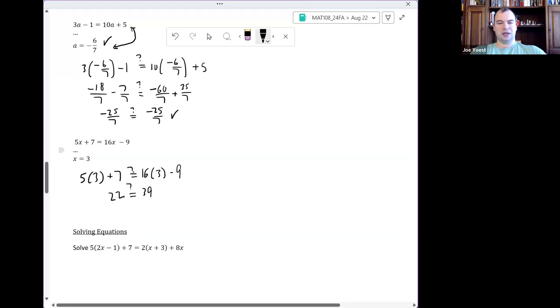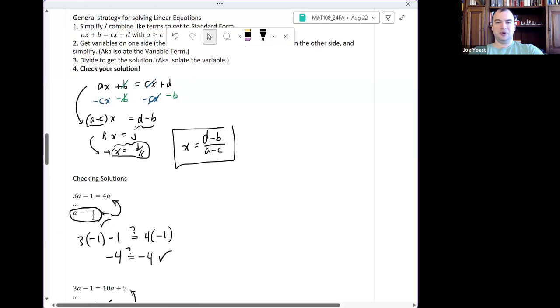And in this case, when I substitute in 3 for x, I get an equation that is not true. So something somewhere went wrong. X equals 3 is not a valid solution. I should go back and check my work.